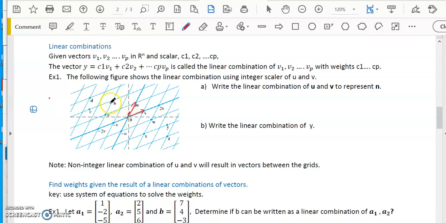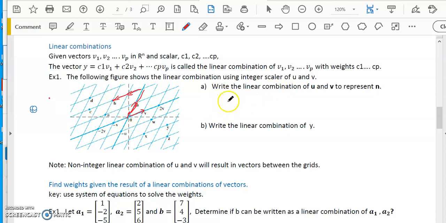So how do I represent b as a linear combination of u and v, meaning how can I get to b using just the u and v vectors? I can imagine doing u one time, u a second time, and then going back in v. But v was this direction, so this is -1v and -2v. So all these points on the grid are linear combinations of only u and v.